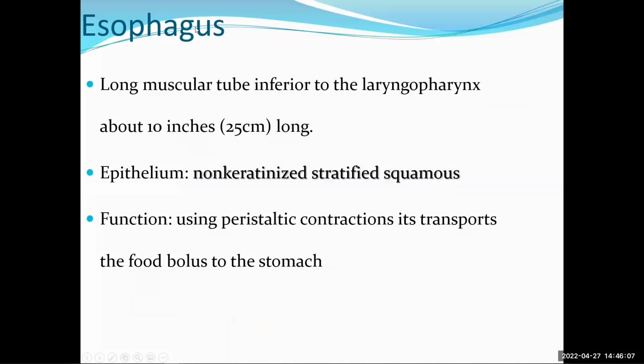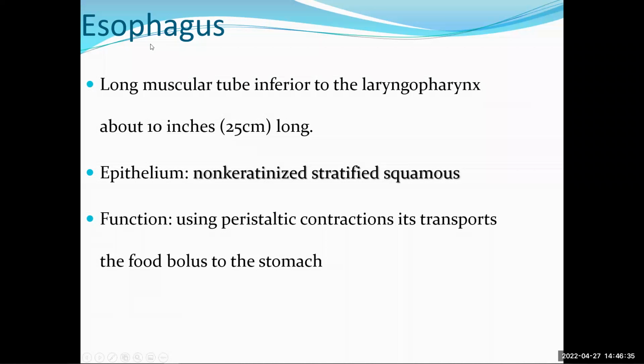Right, so from the mouth, we're going down. The next part is the esophagus. This is a long tube, inferior to the laryngopharynx, about 10 inches long. Once you pass the laryngopharynx, it goes down, and this is the esophagus. It's non-keratinized stratified squamous, and the function is transport. That's the only thing the esophagus does.